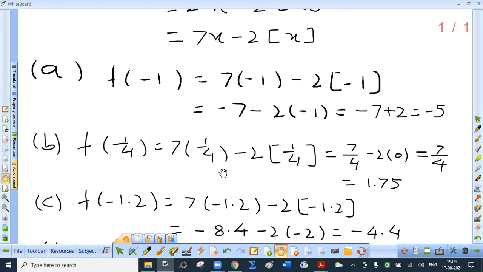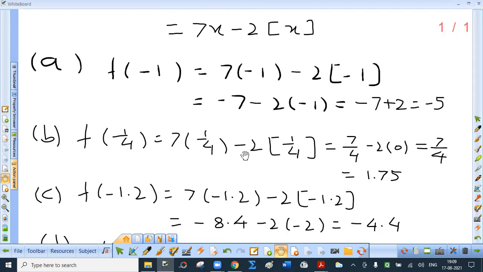What is f of 1 by 4? Let me explain. 7 into 1 by 4 minus 2 step value of 1 by 4. 1 by 4 is 0.25. Greatest integer not greater than 0.25 is 0, the nearest integer to the left, 0. So 7 by 4 minus 0, 7 by 4 or 1.75.